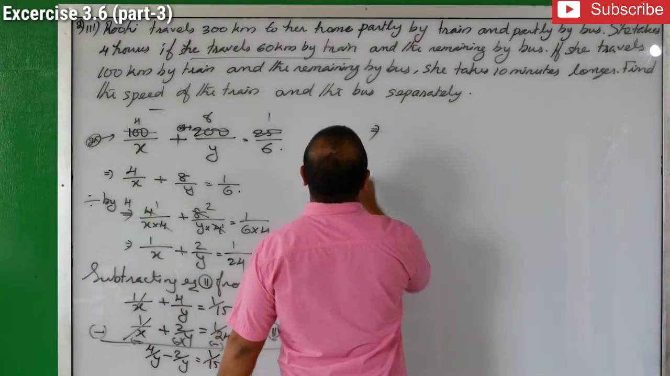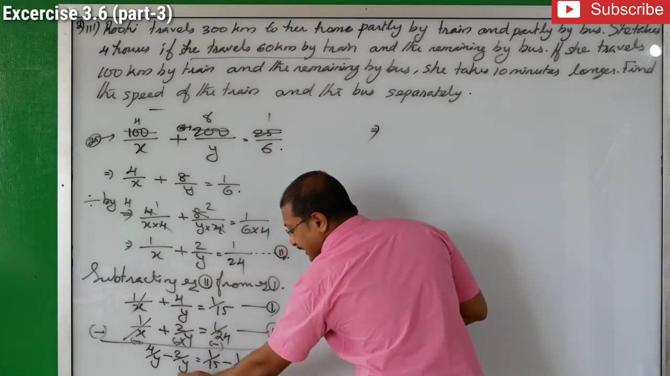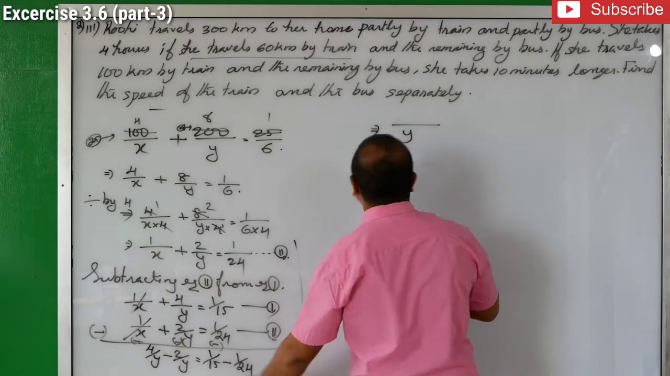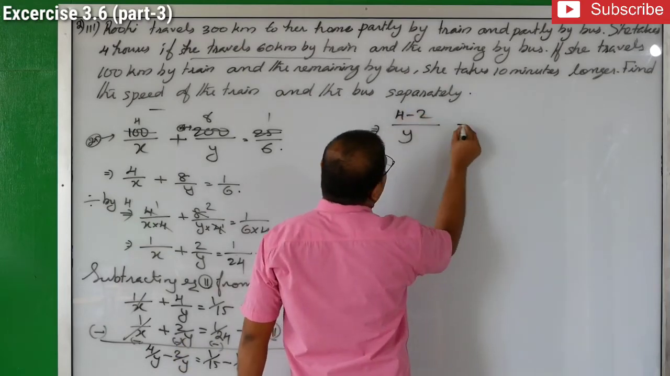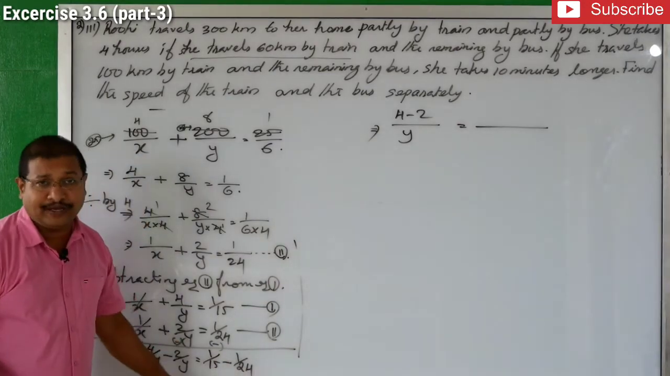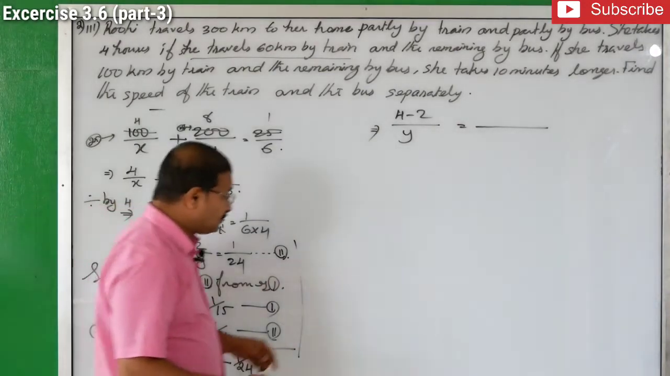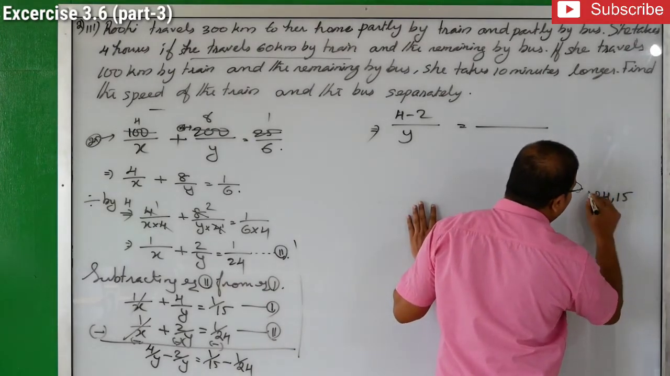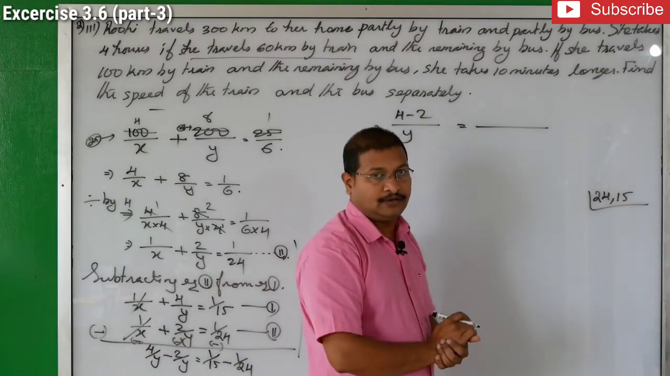So this implies, see, here what you can do? We can take direct LCM as y upside. What will do? 4 minus 2 equals. Here we got 15 and 24. So we have to go for LCM. That means what you'll do? 24 and 15. Actually we are going to get 120, and we will do it to understand.